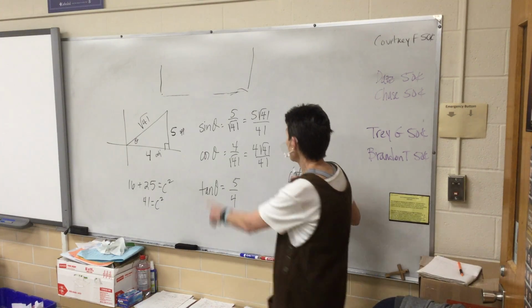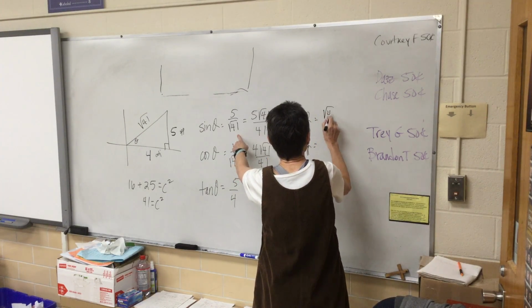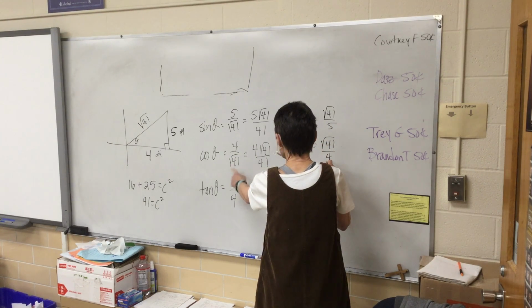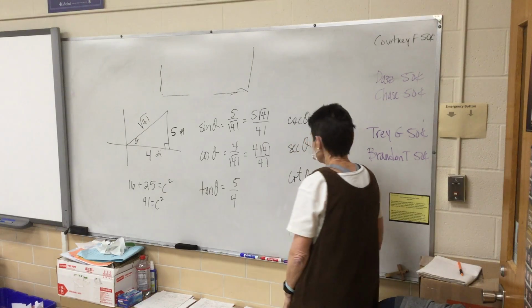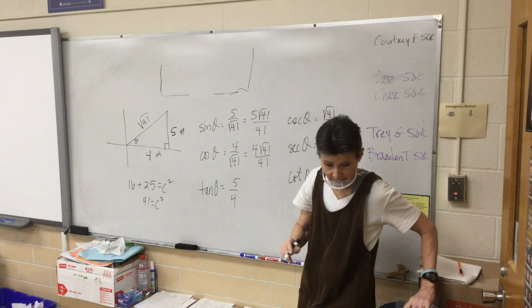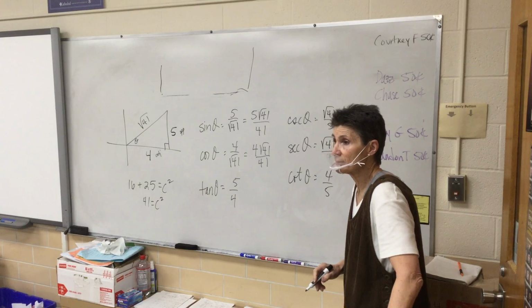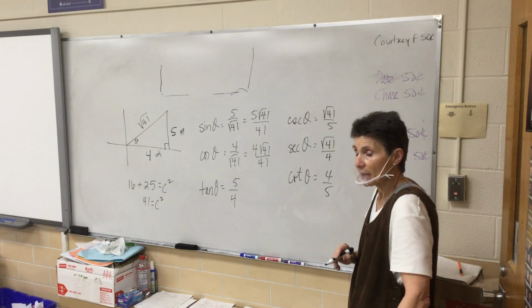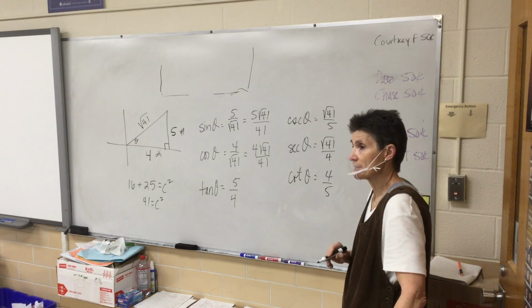All right, so here we go. Let's start flipping. So this will be root 41 over 5, root 41 over 4, and 4 over 5. And again, like we said earlier, no negatives in this problem because the point that I was given, 4, 5, is in quadrant 1.